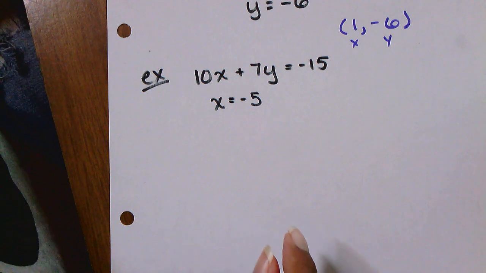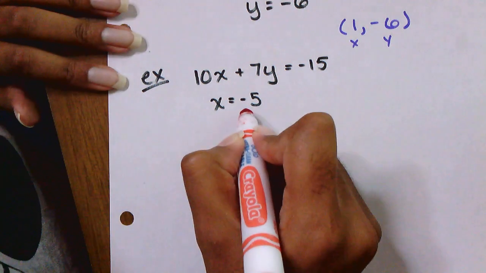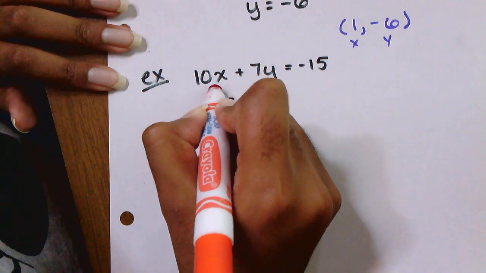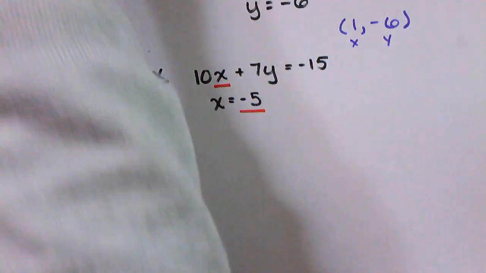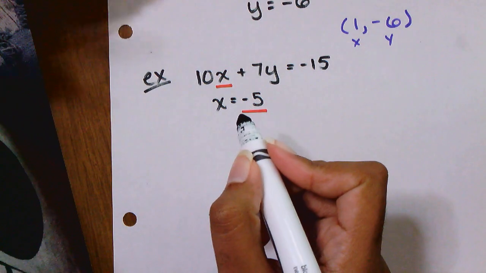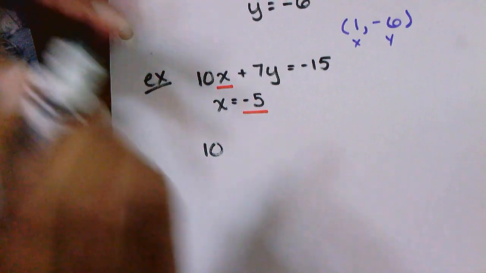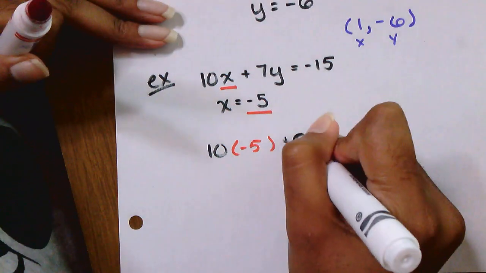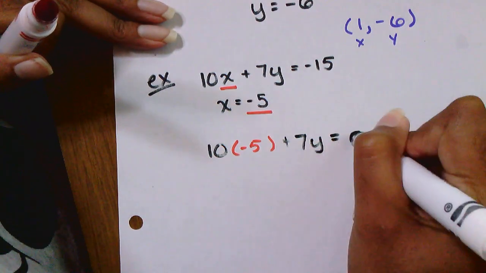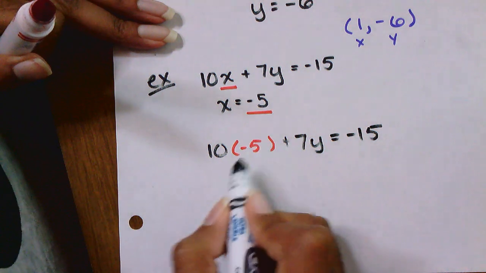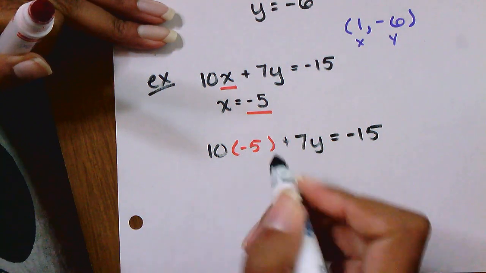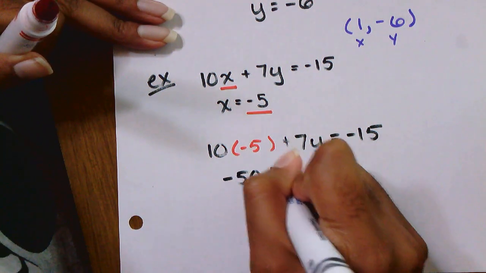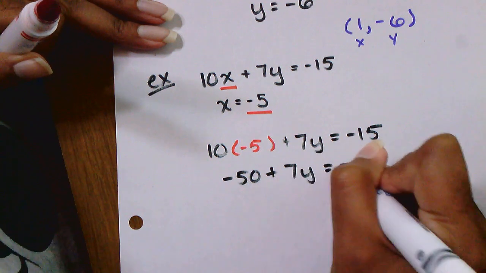We're given that x is equal to negative 5. So if we know that x is equal to negative 5, we're going to substitute negative 5 for x into our first equation. So we're going to get 10 times negative 5 plus 7y is equal to negative 15. Simplify: 10 times negative 5 is negative 50. Bring everything else down.